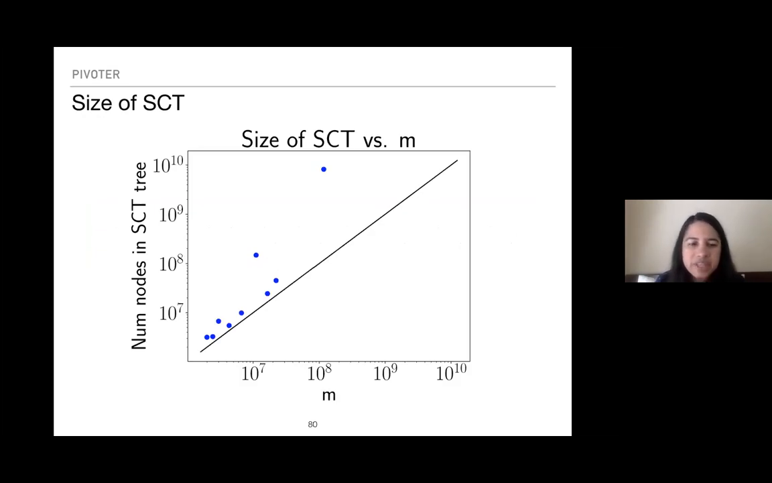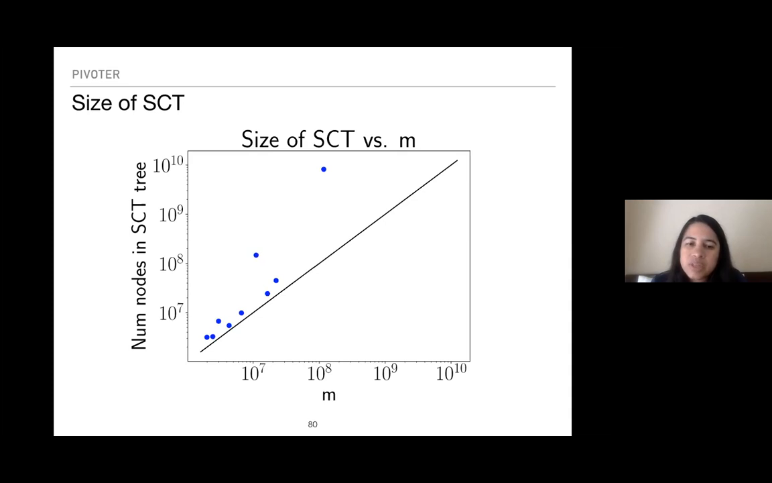There are some interesting observations that have come out of this. Here, every blue dot that I have shown corresponds to a real world graph that we tried. The x-axis shows the number of edges on a log scale. Then the y-axis shows the size of the SCT, the number of nodes in the SCT, on a log scale again. And as we can see, the size of the SCT is roughly proportional to the number of edges in the graph. So this clearly indicates that these are not worst case graphs, which is one reason why the algorithm is working so well in practice.